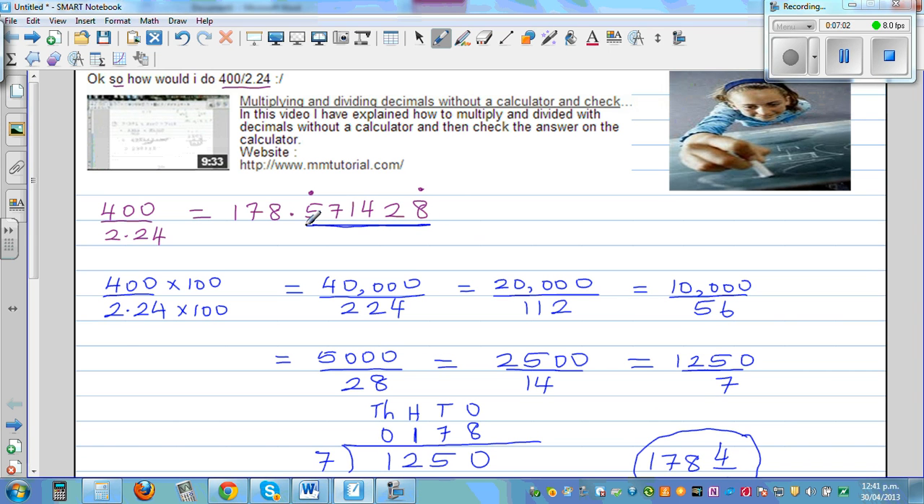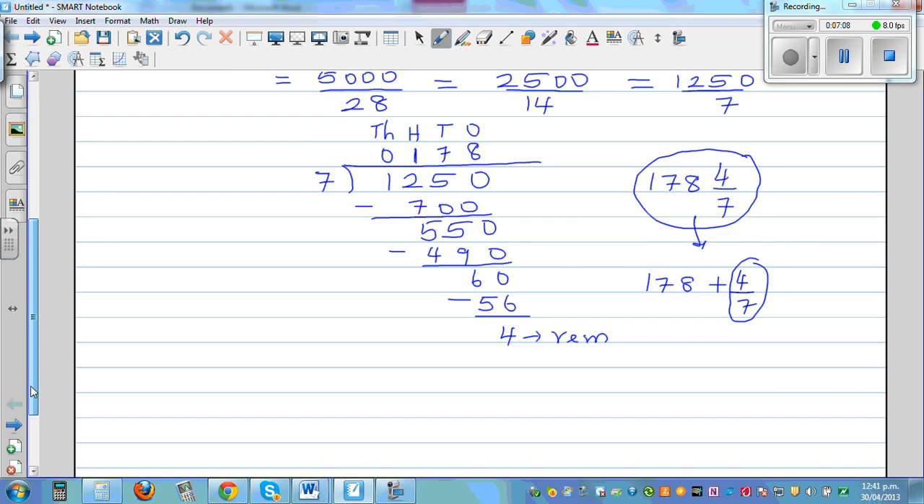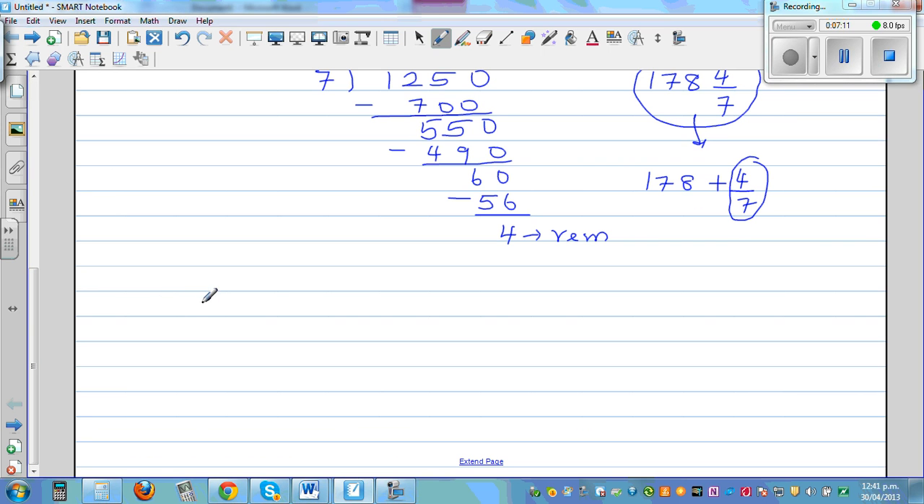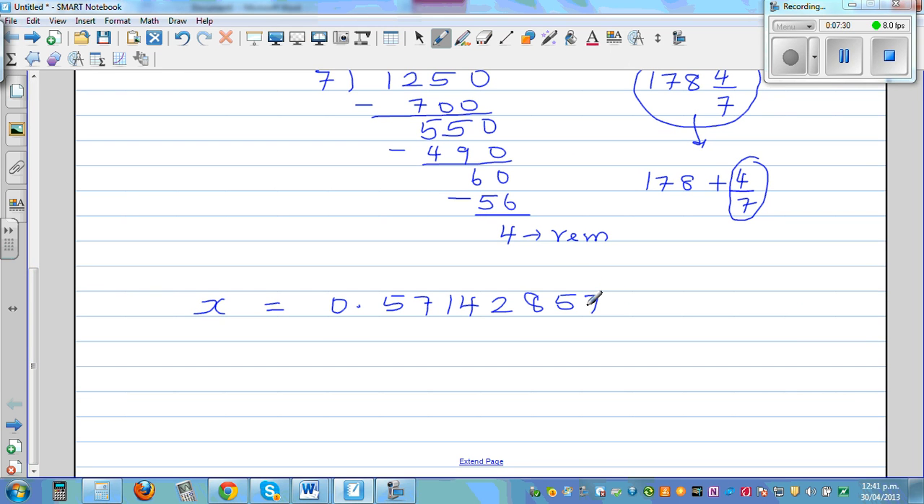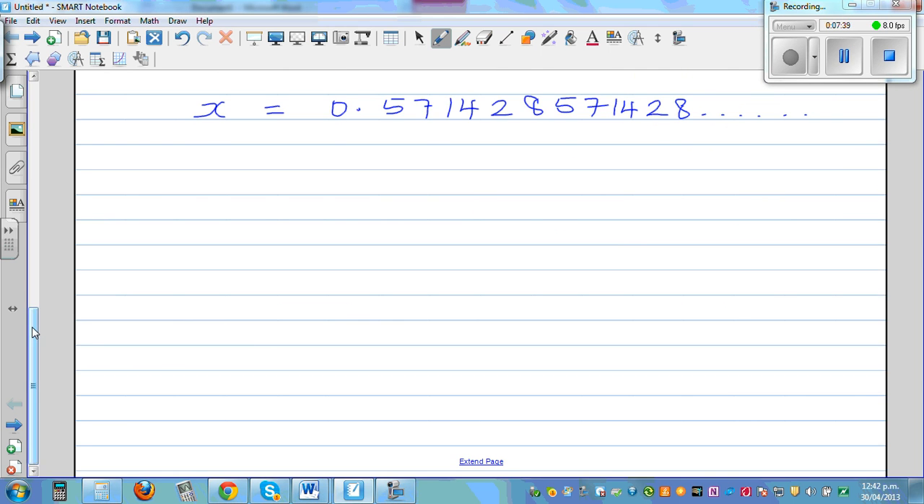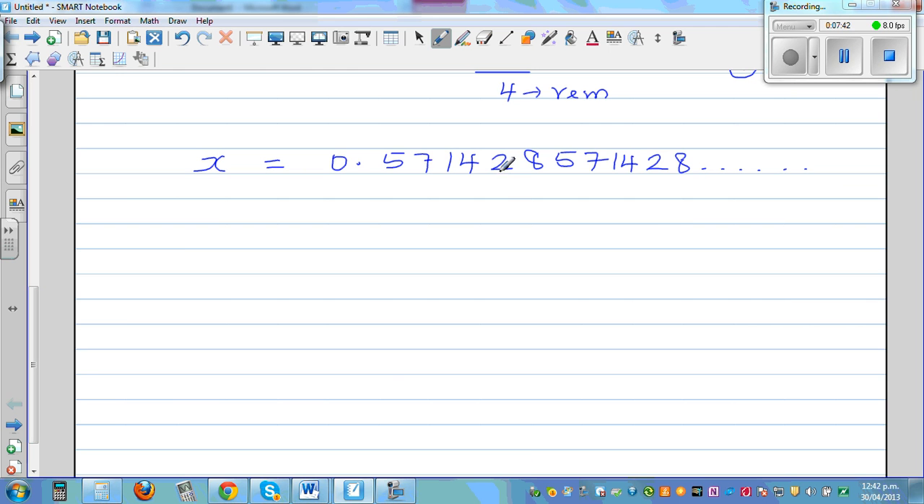Okay, so this is slightly higher. Those who are learning a bit of algebra will understand the next step. Okay, so suppose I'm saying let x be 0.571428, isn't it? That's recurring. 571428, and it goes on, 571428. And so on. It goes on and on. So this is 1, 2, 3, 4, 5, 6.